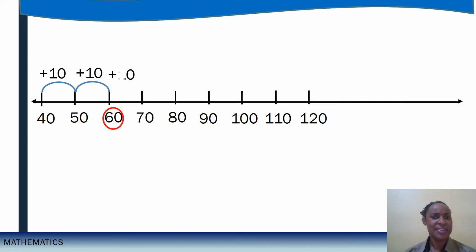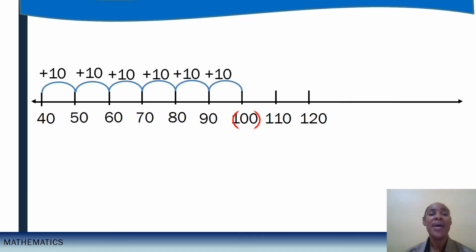10 added to 60 gives us 70. 10 added to 70 gives us 80. 10 added to 80 gives us 90. 10 added to 90 gives us 100. 10 added to 100 gives us 110. 10 added to 110 gives us 120. So there we have it, boys and girls.